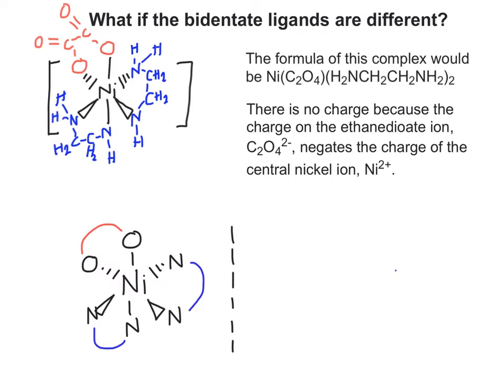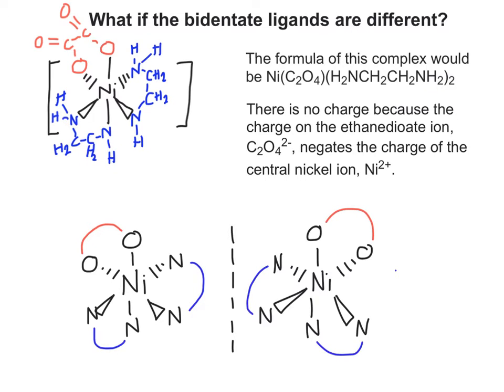I'm going to draw a dotted line, and that dotted line represents the imaginary mirror where you'd see the mirror image. So now I put in my mirror image, and now I can add the curved lines to represent the rest of the molecule in the case of each bidentate ligand. And now you have your 2 optical isomers drawn in 3 dimensions.